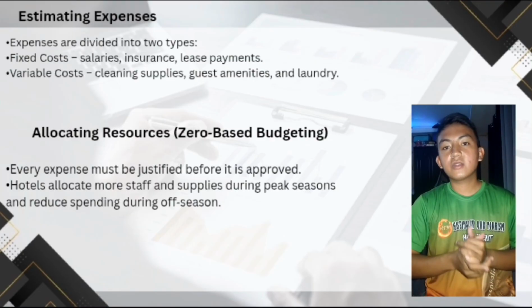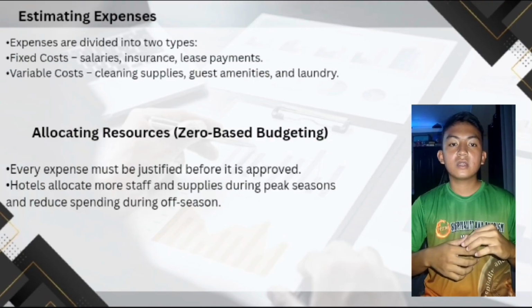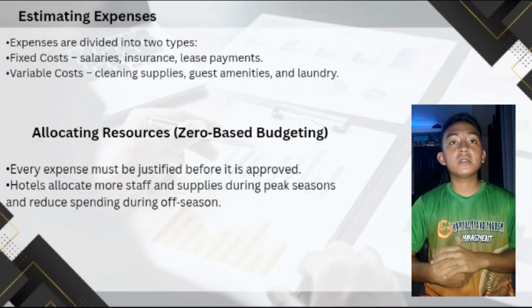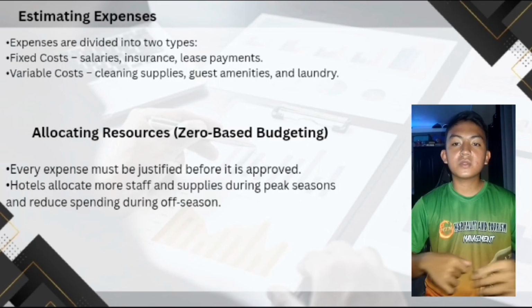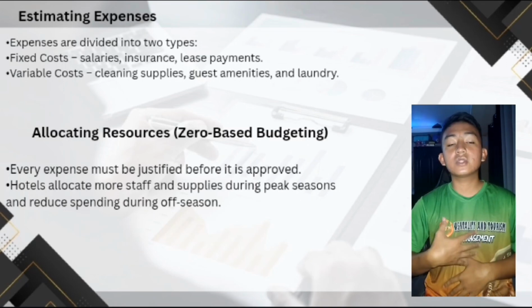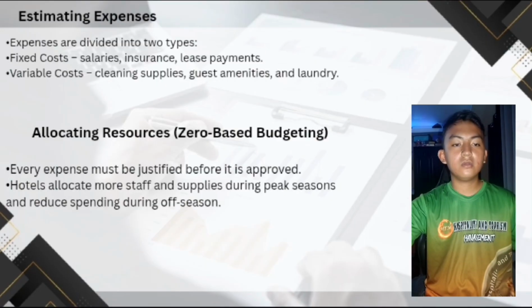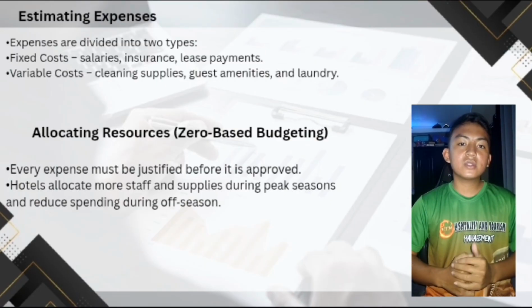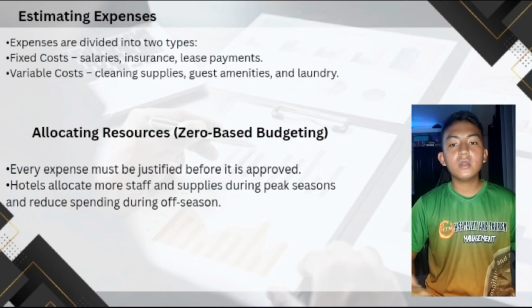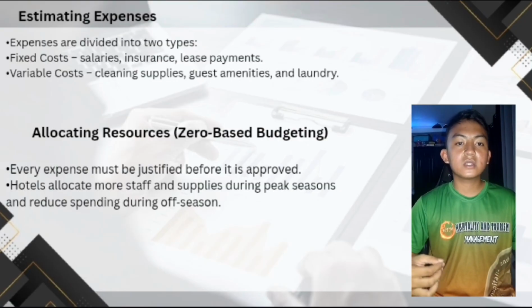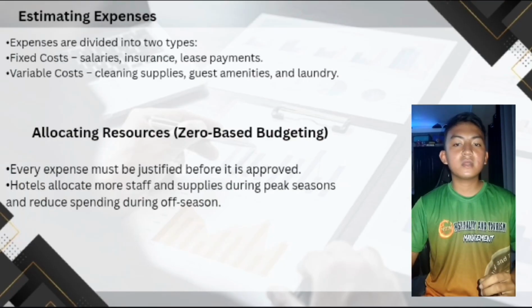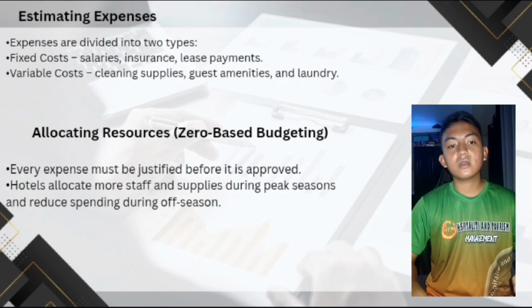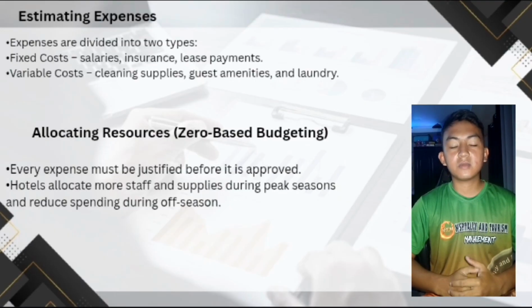Next is allocating resources, using zero-based budgeting. Every expense must be justified before it is approved. Hotels allocate more staff and supplies during peak season and reduce spending during off season. Allocating resources means deciding how money will be spent. With zero-based budgeting, every expense must be justified from the beginning instead of simply copying last year's budget. This helps the hotel avoid unnecessary spending.